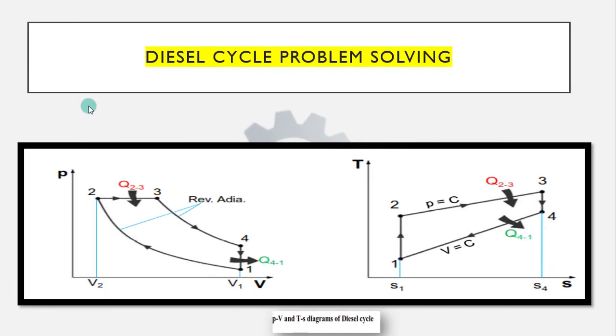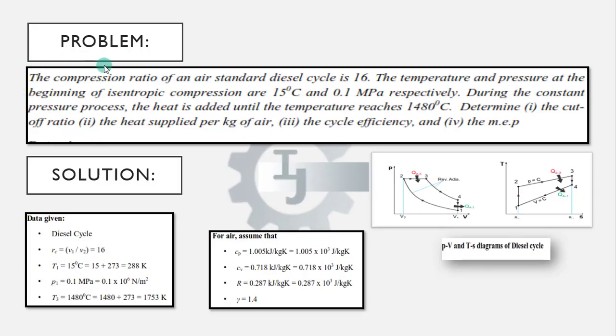Today we'll solve the problem on the diesel cycle. So let's begin the video. The problem is given as: the compression ratio of an air standard diesel cycle is 16.